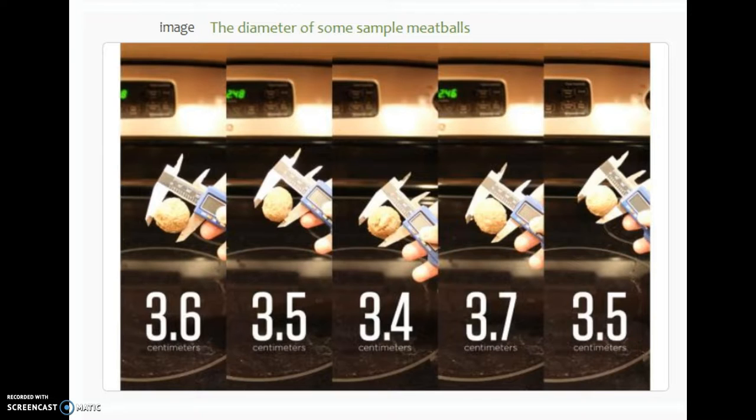The diameter of some of the sample meatballs that were in that bag include 3.6 centimeters, 3.5 centimeters, 3.4 centimeters, 3.7 centimeters, and 3.5 centimeters. So here are 5 sample diameters of some of the spherical meatballs that were in that bag. Notice they're all not exactly the same, but they might have a specific range, or maybe there's an average you could use for your calculations.